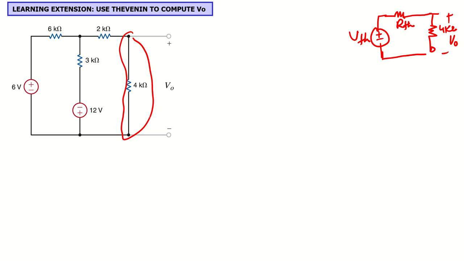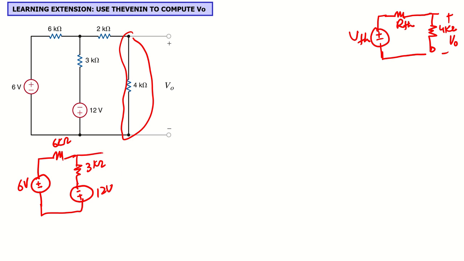Next, redraw the circuit. If you redraw the circuit, how will it look? I have 6 volt. This is 6K. Then I have this 3 kilo ohm. Then I have this 12 volt. Then I have this 2 kilo. And this is our point, right? So we need to find the open circuit voltage, or Thevenin voltage here, or the resistance looking from this end.